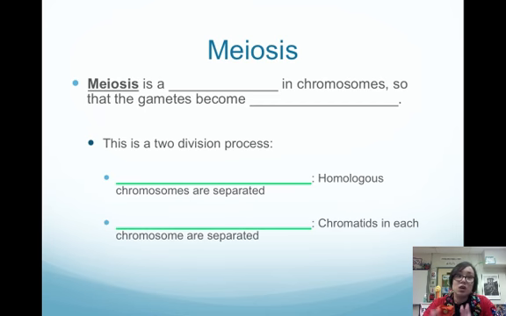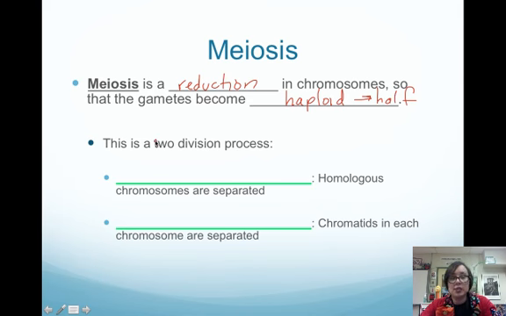All right, now let's talk specifically about meiosis. Meiosis is a reduction in chromosomes so that gametes become haploid. Remember, haploid means half.